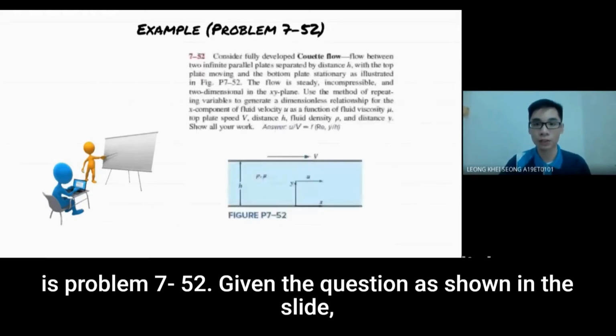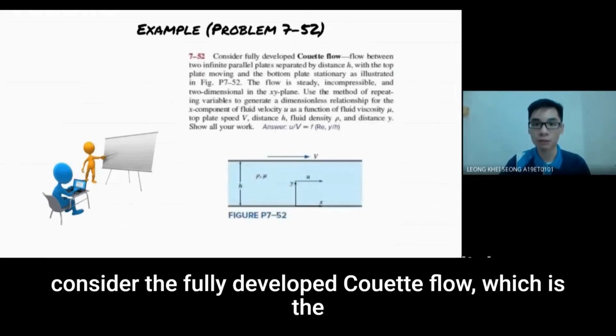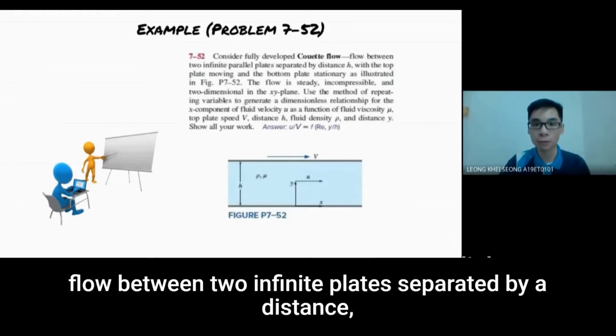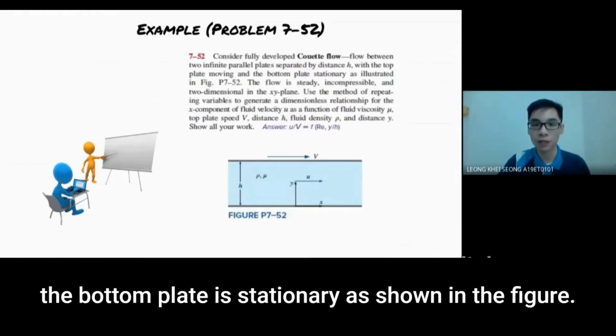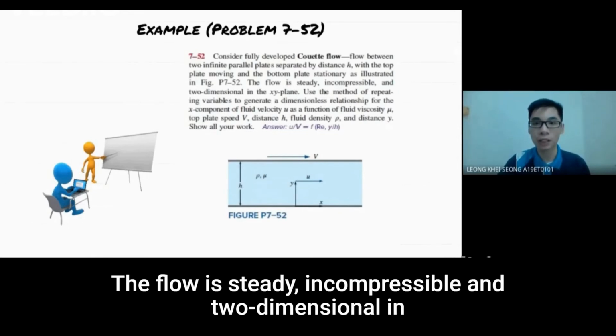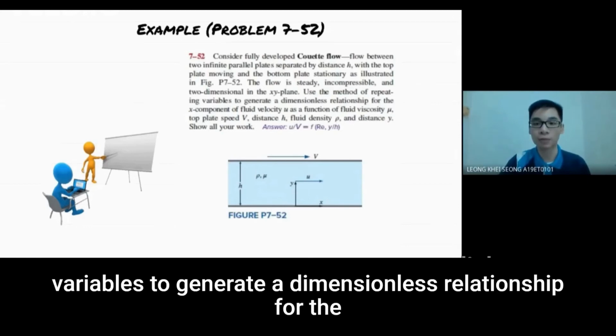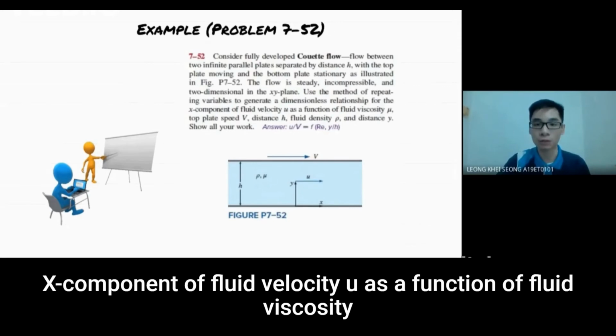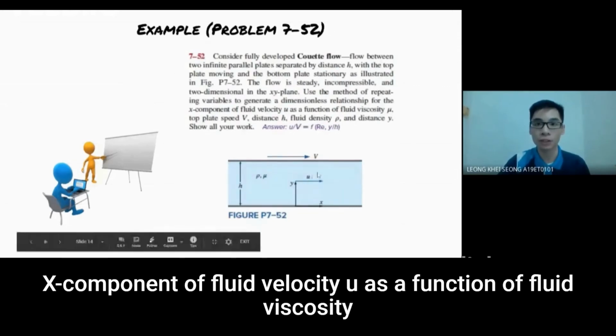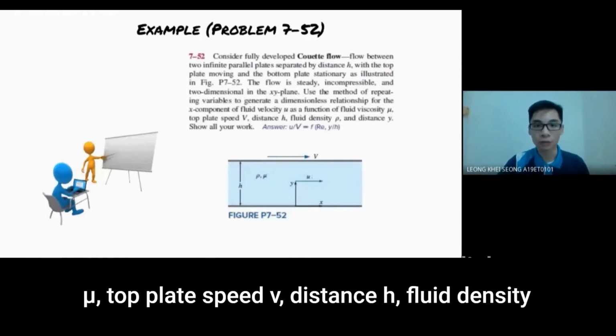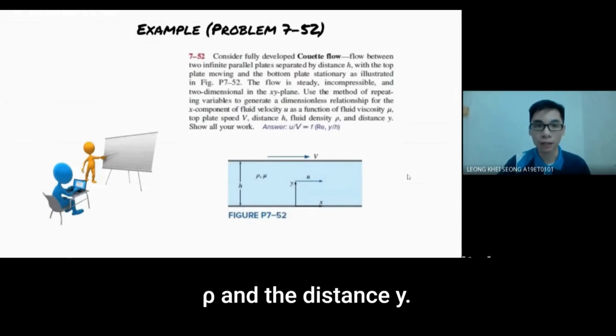Given the question as shown in the slide, consider a fully developed Couette flow, which is the flow between two infinite plates separated by a distance h, with the top plate moving and the bottom plate stationary as shown in the figure. The flow is steady, incompressible, and two-dimensional in the xy plane. Use the method of repeating variables to generate a dimensionless relationship for the x component of fluid velocity u as a function of fluid viscosity mu, top plate speed V, distance h, fluid density rho, and the distance y.